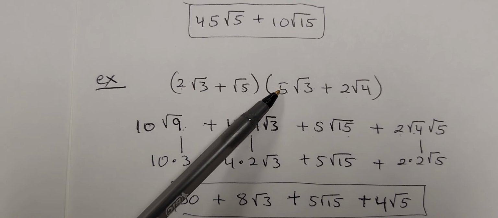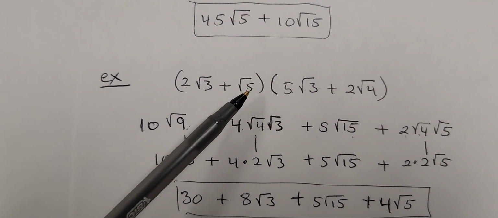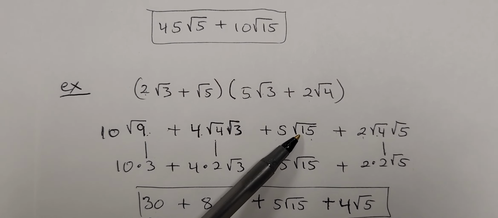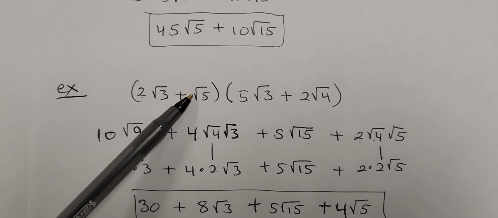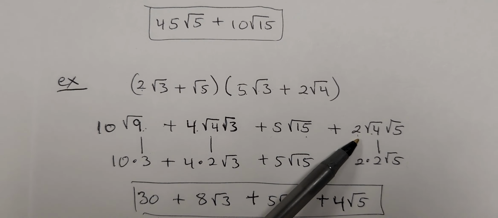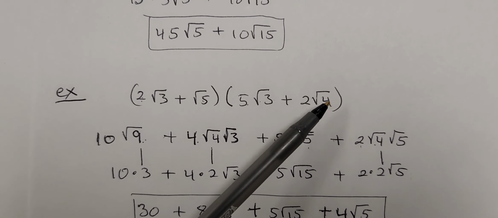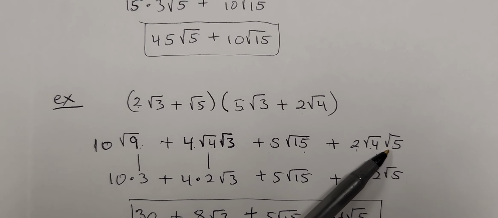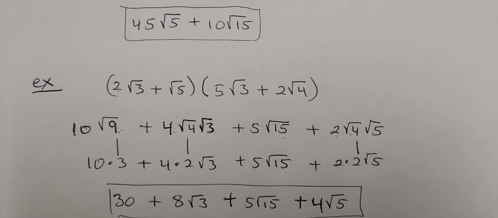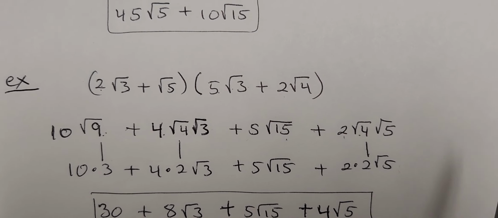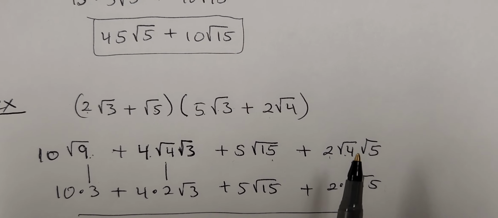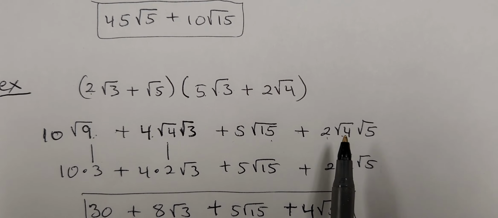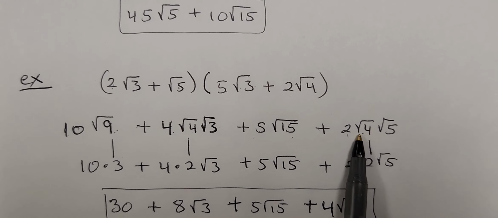So 1 times 5 gives me this 5. And then this square root 5, square root 3 gives me this square root 15. Okay. Next, 1 times 2 gives me this 2. And then 5. And this 4 as over here, square root 4 and square root 5. Okay. Again, I did not put them together. I did not multiply them because 4 times 5 is 20, but I didn't put them together because I know that square root 4 can be square rooted.